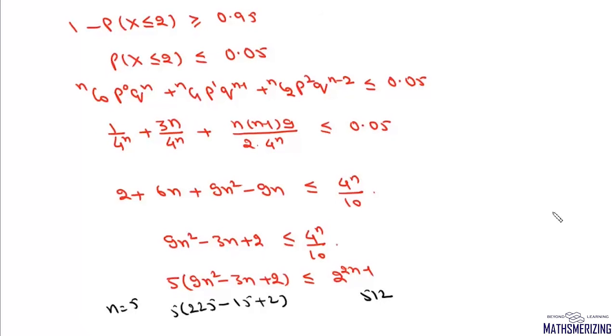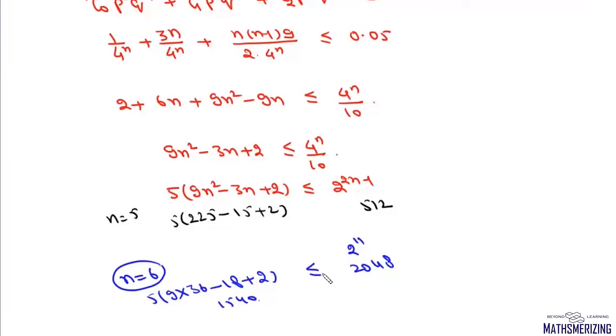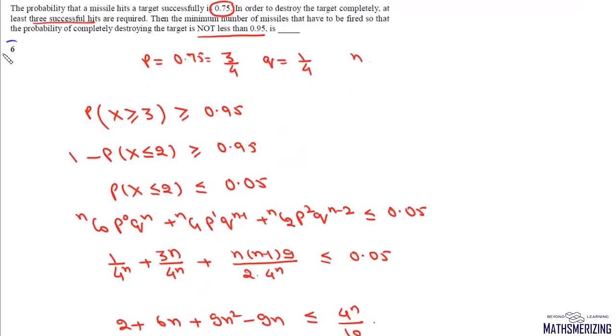Now if we look at n equals 6, for n equals 6, this value will be 2 to the power 11, and 2 to the power 11 is 2048, and here this value will be 5 into 9 into 36 minus 18 plus 2, and here left hand side is 1540. So that means the smallest value of n for which this left hand side is less than right hand side is 6. So the answer to this question is simply 6.